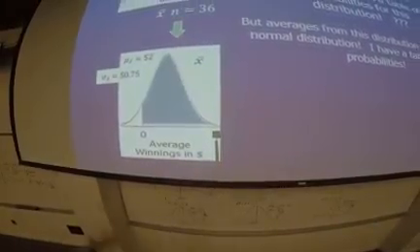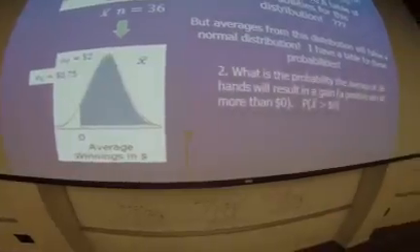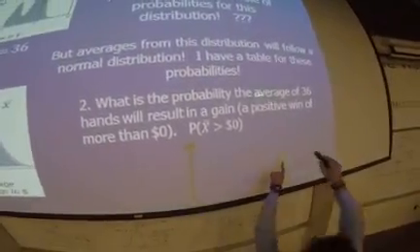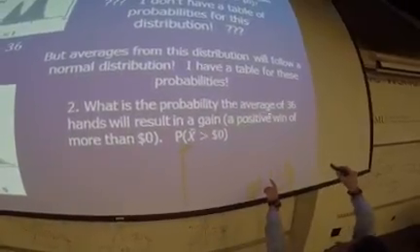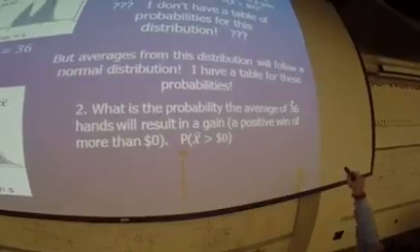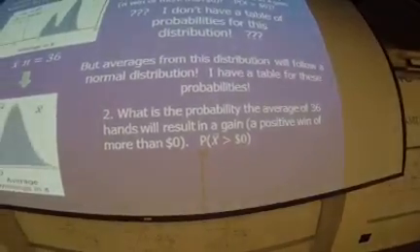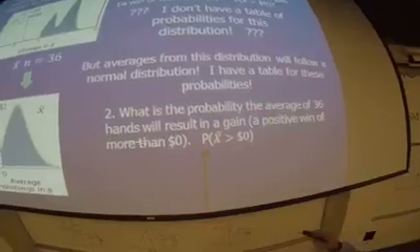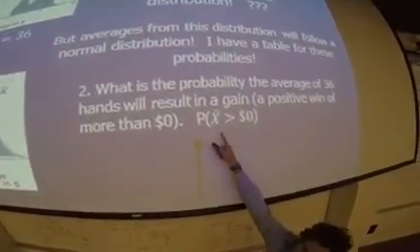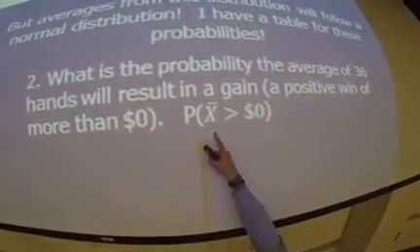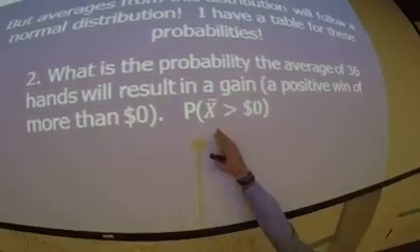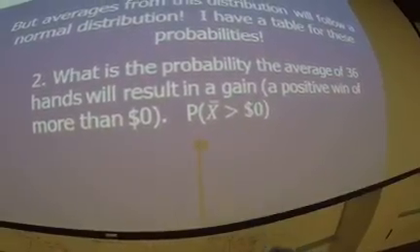So that's how I'm going to find the same probability. Notice my question now is this: what is the probability that the average, which was not in the upper question, the average of 36 hands, not one hand, will result in a gain, which again is a positive win of more than $0? So now I'm getting the probability of X bar. That's how I tell you that I'm talking about averages and not about individuals. What's the probability that the average of 36 hands will be a gain?